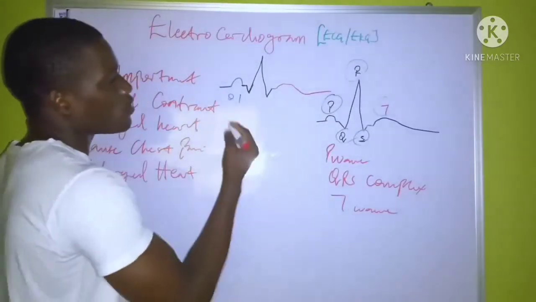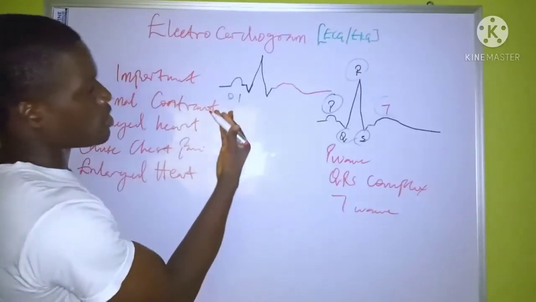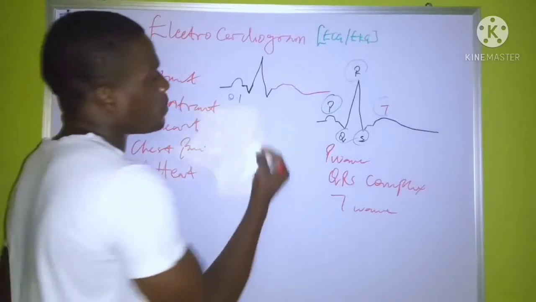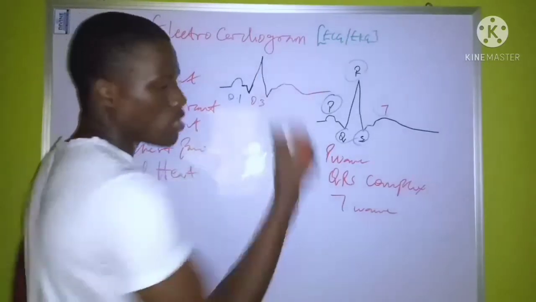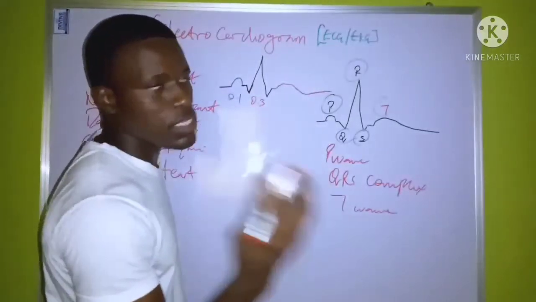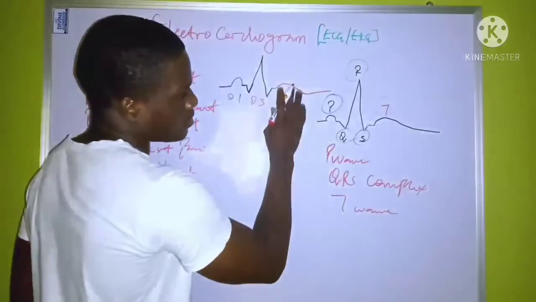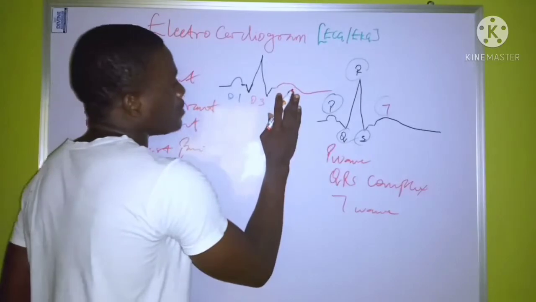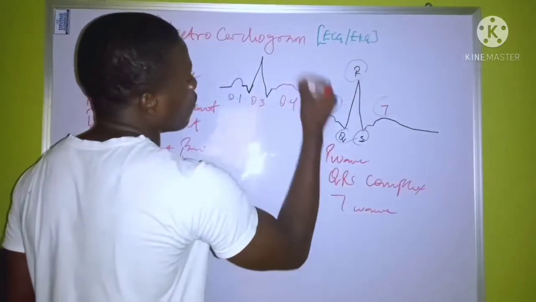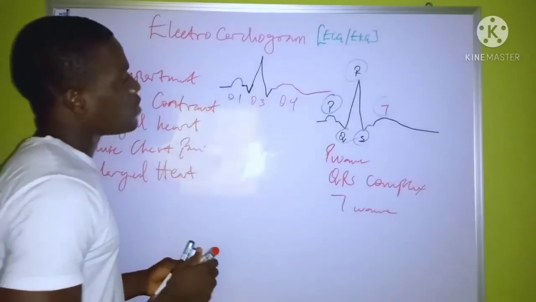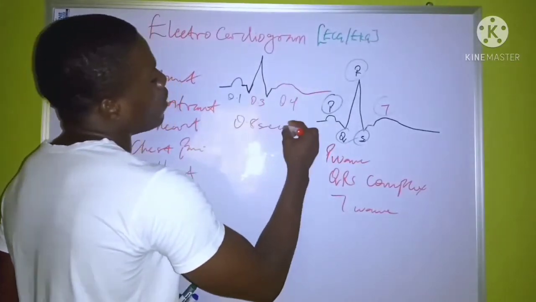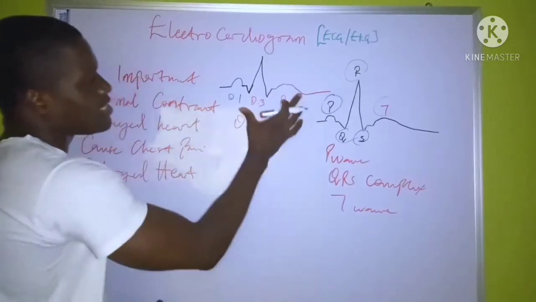Now the time frame for the QRS complex: we said the time frame for the P wave is 0.1 second. The time frame for the QRS complex is 0.3 seconds for a normal heart, and the time frame for the T wave, that is the ventricular relaxation, is 0.4 seconds. So altogether we have a total of 0.8 seconds for an ECG to form, and this is just one cycle.